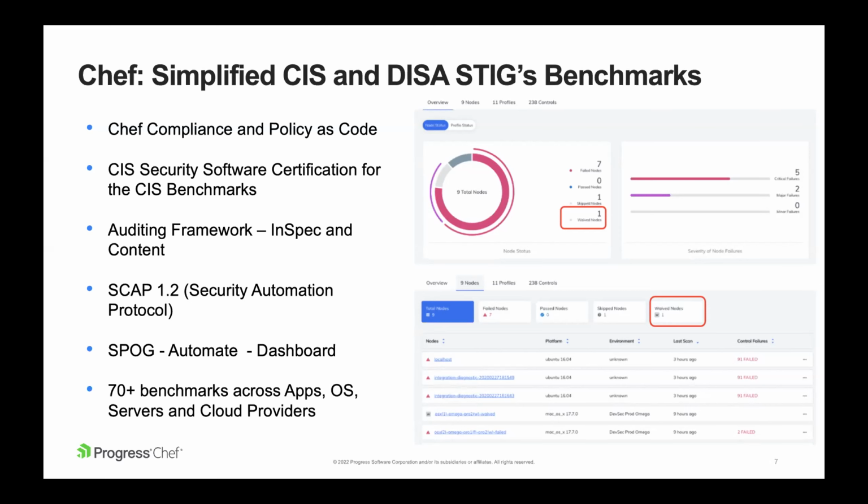Apart from that, through Chef Automate, we also provide you with a single pane of glass wherein you can obtain all of your CIS and STIG baselines, and you are also able to see whether the target systems meet the industry specifications. Currently, we have around 70 plus benchmarks across applications, operating systems, servers, and cloud providers.